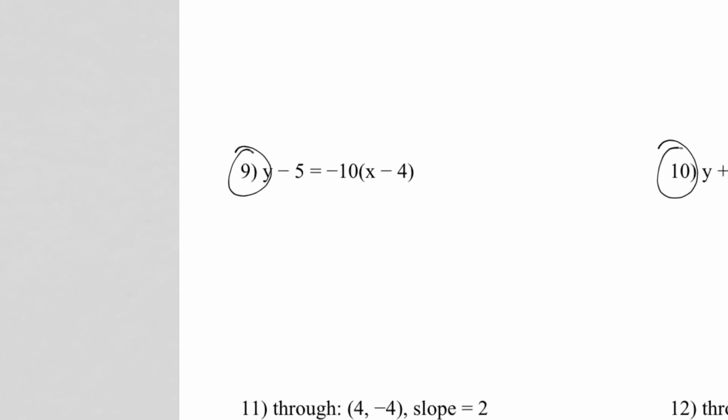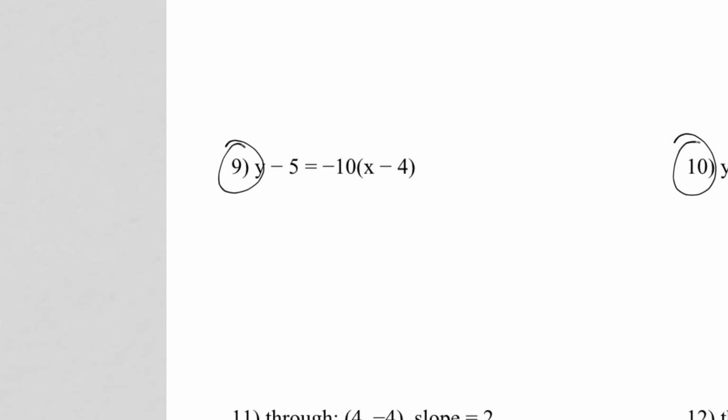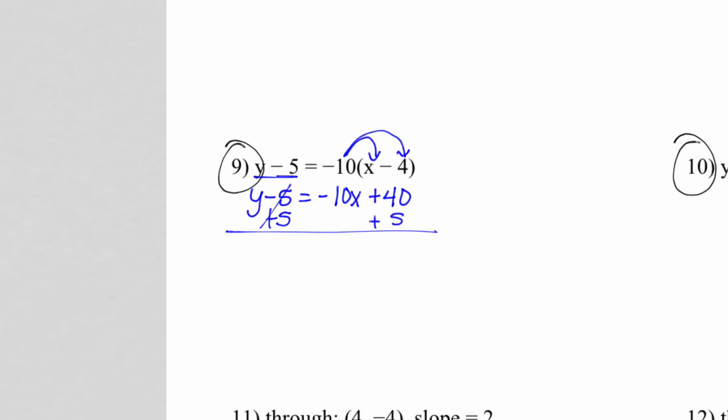I'm going to remind you how to do something like 9, which we're going to do by distributing what's on the outside of the parentheses. We're just going to drop down what's on the left side. We'll have y minus 5 equals negative 10 times x, which is negative 10x. Negative 10 times negative 4 is positive 40, because negative times negative is a positive. Then we're going to add 5 to both sides. So y equals negative 10x plus 45.